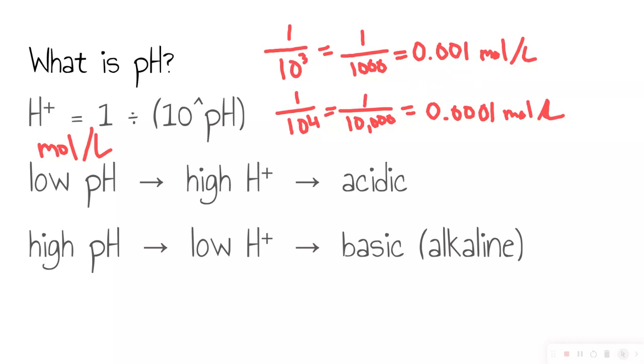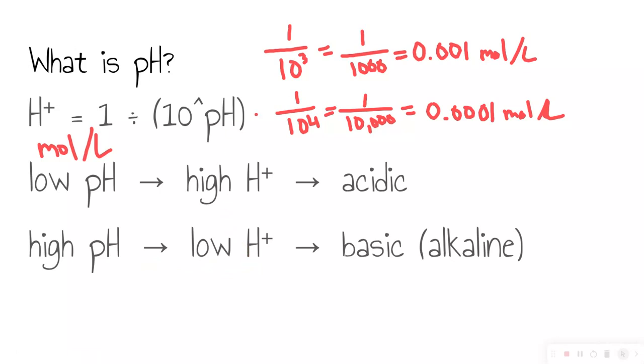All right, so what do you notice here? We had a pH of 3, and then a pH of 4, and our concentration went down as our pH went up. So we have a lower concentration with this pH of 4 than we did when we had a pH of 3. You can see these are inversely related. When we have a low pH, we are going to have a high hydrogen concentration. When we have a high pH, we are going to have a low hydrogen ion concentration.